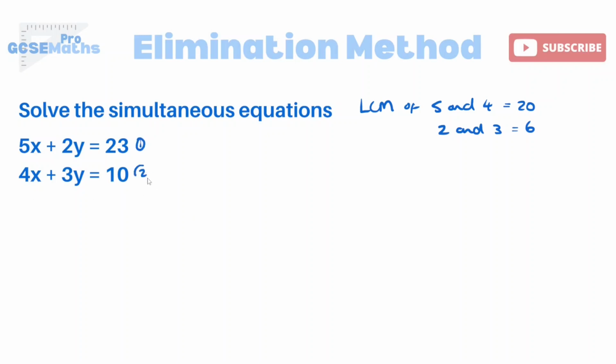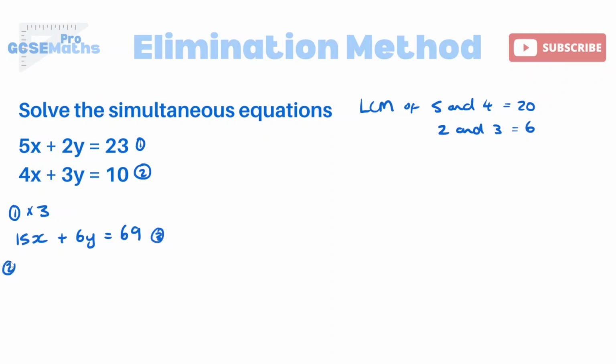So let's see, equation 1, equation 2. I'm going to make y the same, okay? So equation 1, I actually have to multiply to make 6y from 2y. I have to multiply everything by 3, don't I? So I get 15x plus 6y equals, and then 23 times 3 as well, which is 69. You can call that equation 3 if you like.